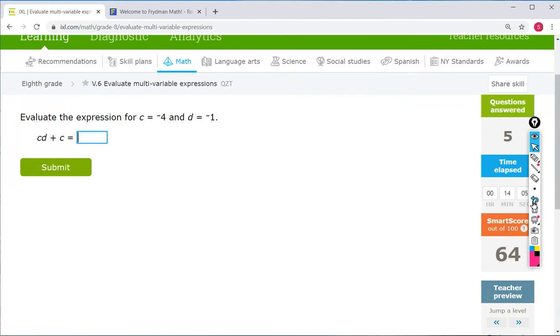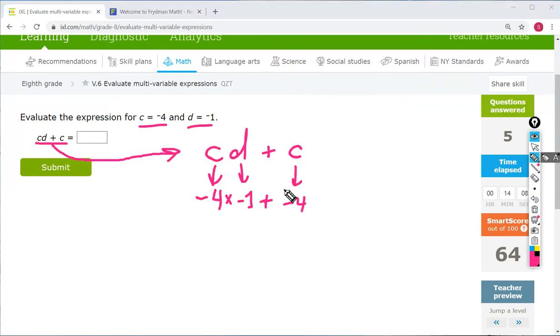So over here, this plus negative is going to turn into minus. So let's rewrite everything else. We have -4 times -1 minus 4. Okay, so now we have two operations here. We have multiplication and we have subtraction. Well, using our order of operations, multiplication comes before subtraction.